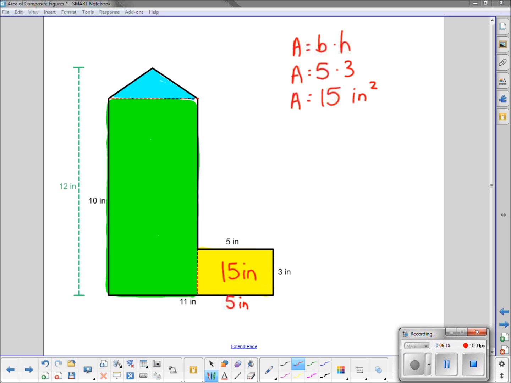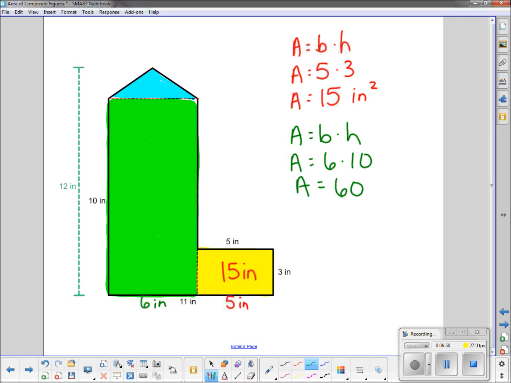Now, when I move on to the green rectangle, like I did on the last problem, I need to subtract 5 inches from the total distance across the bottom, which is 11 inches, to figure out the distance of only the green rectangle, which comes out to 6 inches. Now I have my base and height, so I can find the area by multiplying base times height, which would be 6 times 10, which gives me an area of 60 square inches.